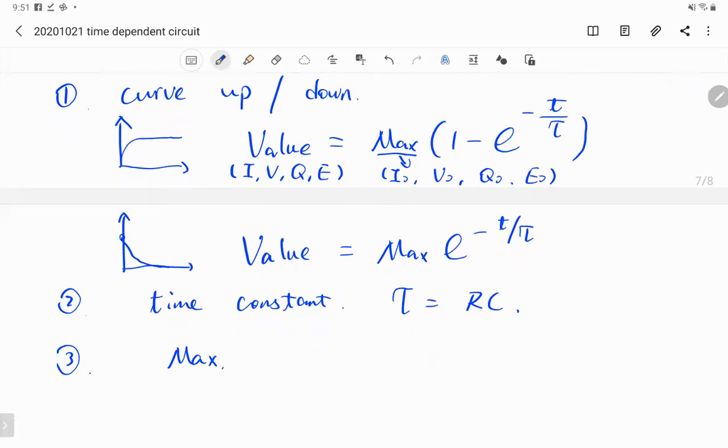The maximum voltage is very easy: it is the battery's voltage. And the maximum current should be the battery's voltage over the resistance. So these are the three steps to figure out the expression of a time-dependent circuit.